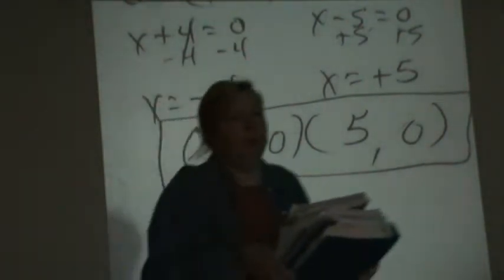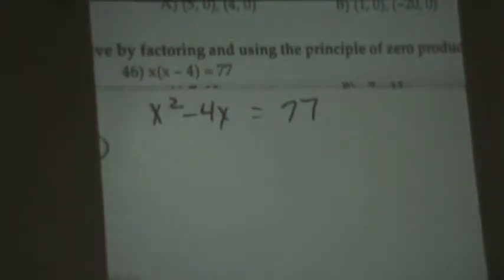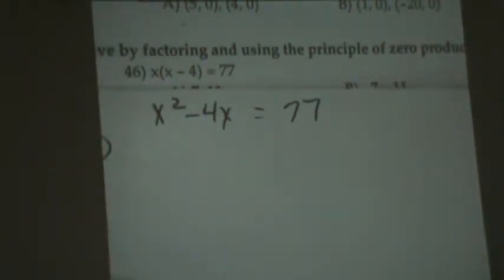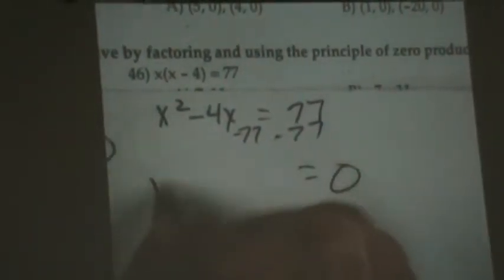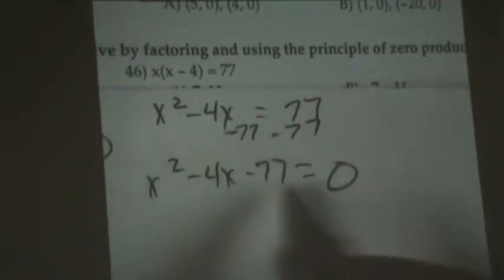Okay, 46. x times x minus 4 equals 77. It says to solve by factoring and using the principle of zero products. So first multiply the x through. You have x squared minus 4x equals 77. We need it to equal 0, so subtract 77 from both sides. x squared minus 4x minus 77 equals 0.